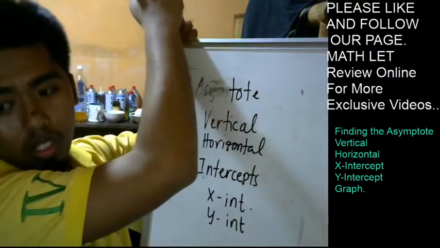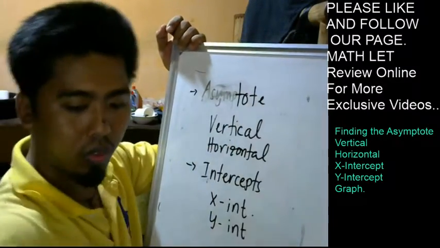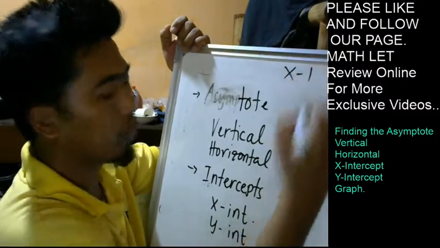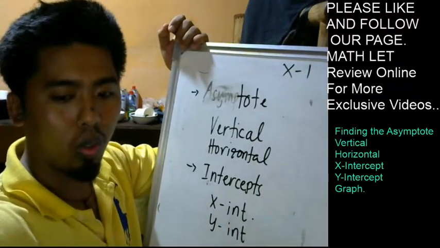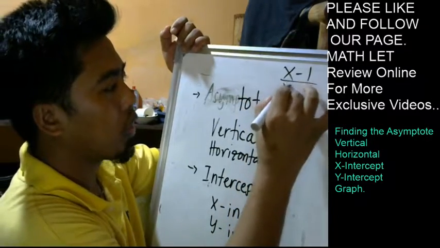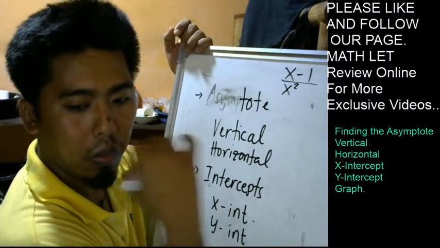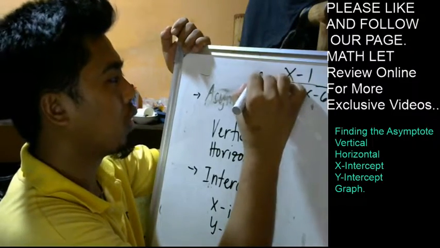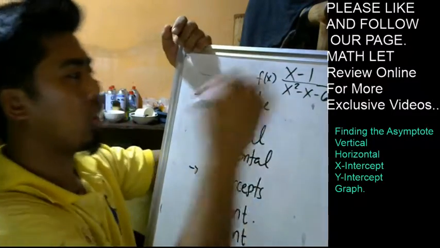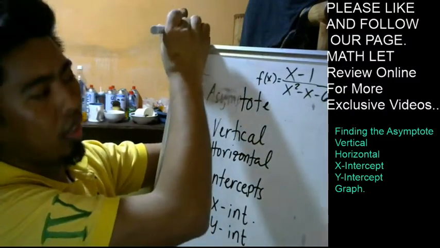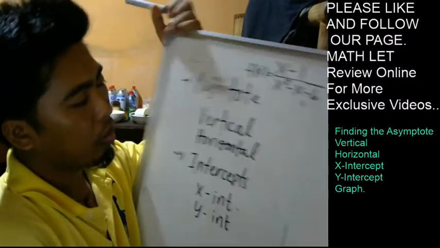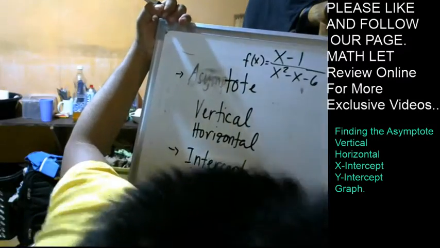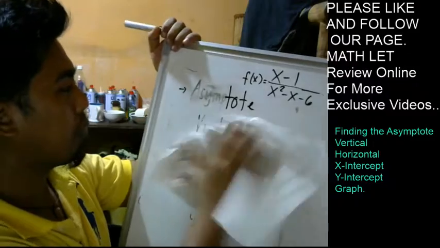So let's have this example. x minus 1 all over x squared minus x minus 6. So this is f of x equals x minus 1 all over x squared minus x minus 6. Muna ito i-try.